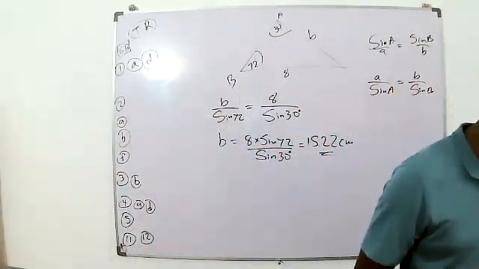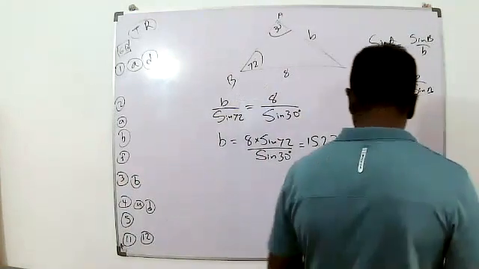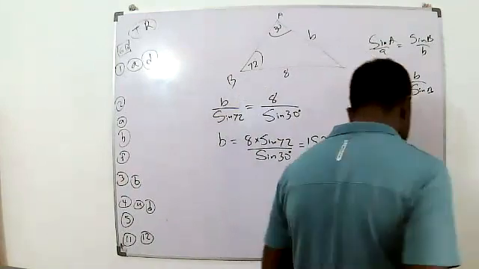Yes, correct. They're asking for three significant figures, no? So I think 15.2 will be enough, no? That will do.